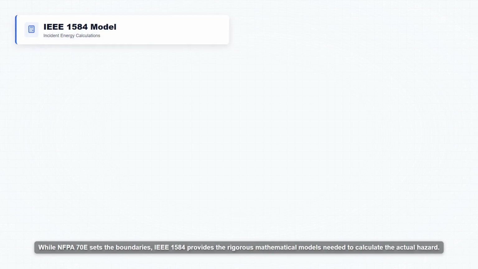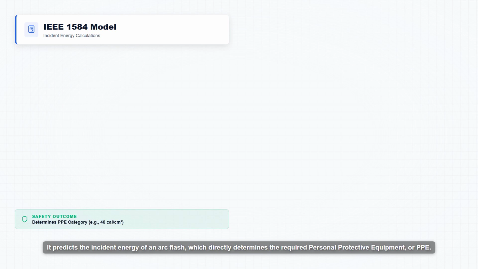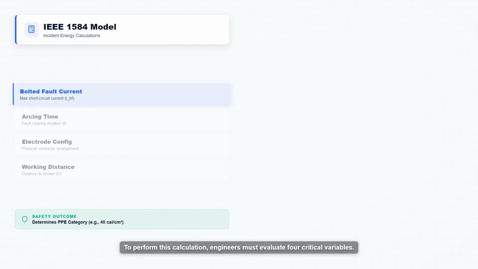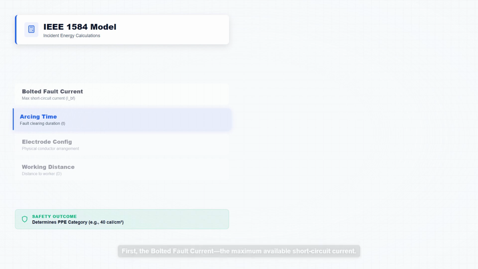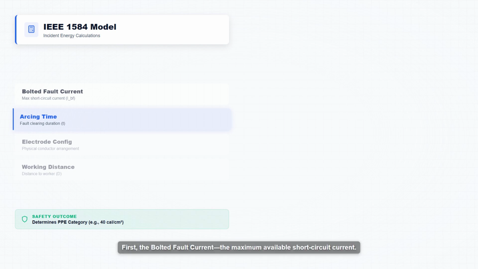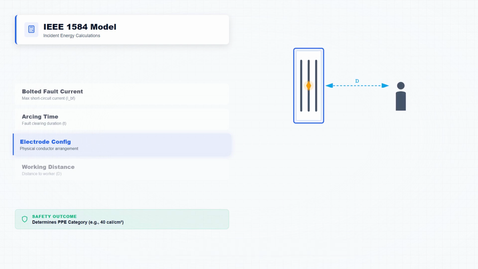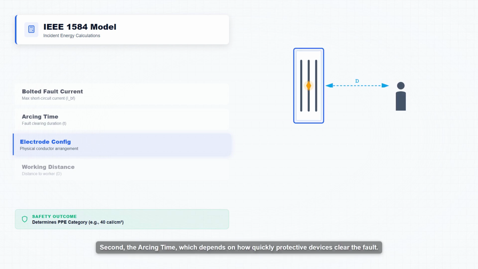While NFPA 70E sets the boundaries, IEEE 1584 provides the rigorous mathematical models needed to calculate the actual hazard. It predicts the incident energy of an arc flash, which directly determines the required personal protective equipment, or PPE. To perform this calculation, engineers must evaluate four critical variables. First, the bolted fault current, the maximum available short circuit current. Second, the arcing time, which depends on how quickly protective devices clear the fault.